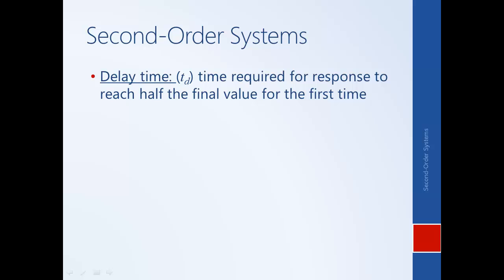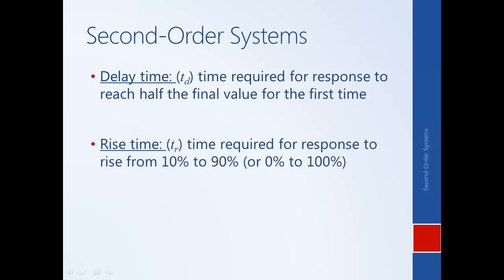One property that wasn't on the previous slide is something called delay time, which is the time required for the response to reach half the final value for the first time. This isn't a particularly important property. We're not going to use it at all in this class.